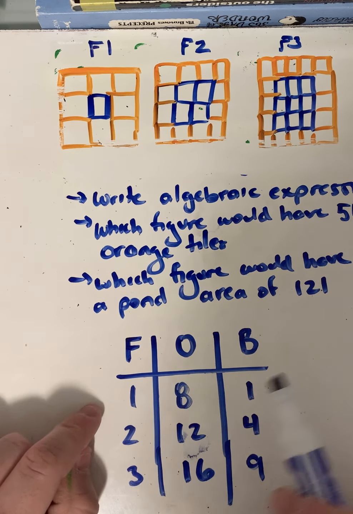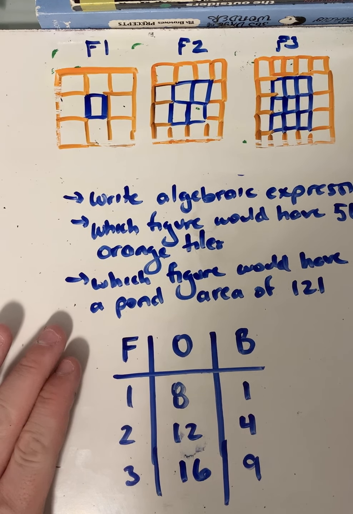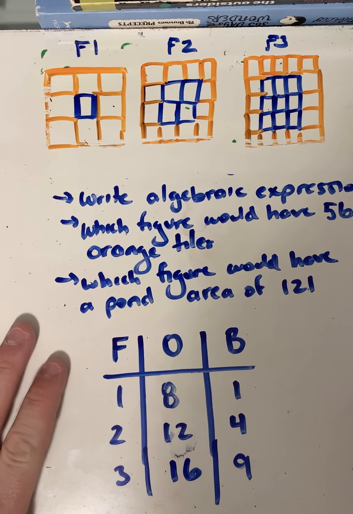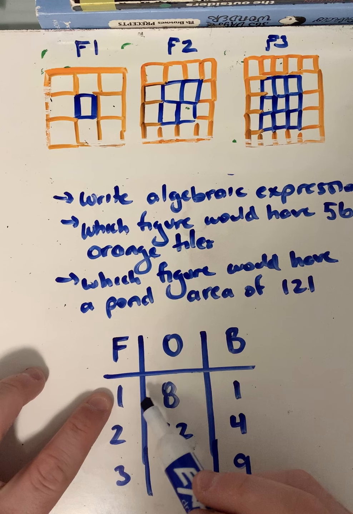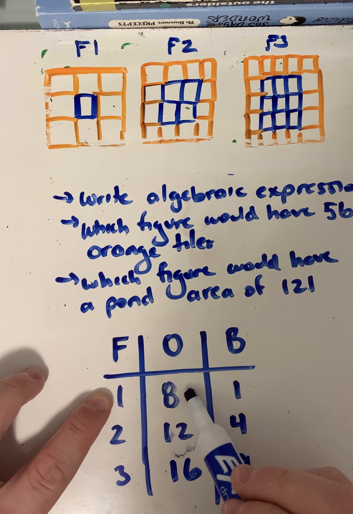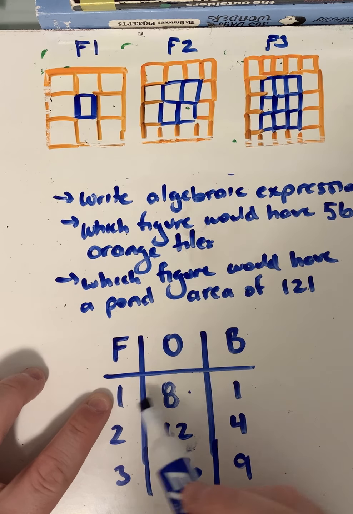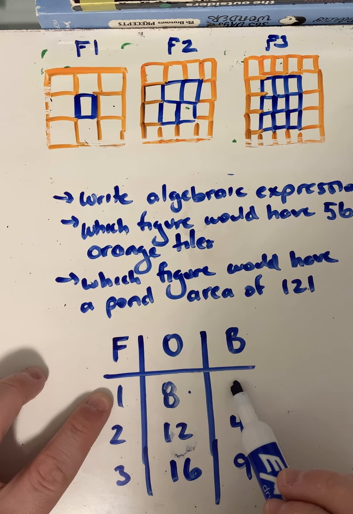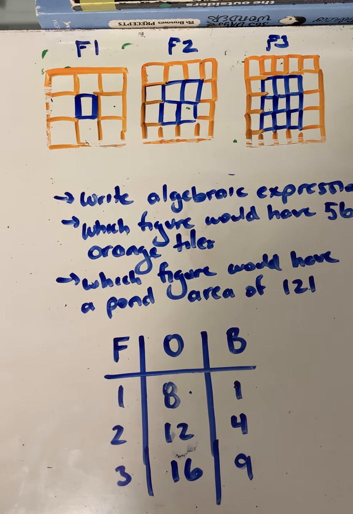So we want to treat these totally separately. When we're writing these algebraic equations, we're going to look at the figure in the orange tiles as one algebraic expression, and the figure in the blue tiles as another algebraic expression. So let's do the orange tiles first.